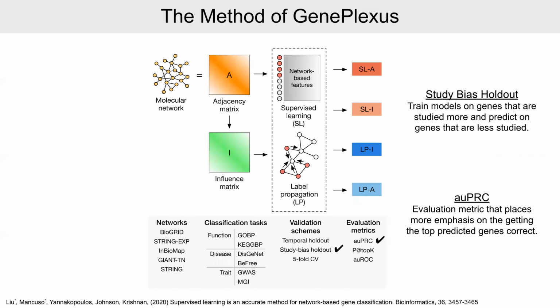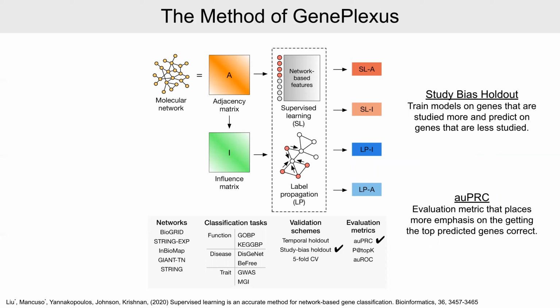And so our method was published. It was work done with me, Chris Mancuso, and a graduate student, Remy Liu, where we really benchmarked this. We looked at different feature representations. What we did is we compared it to label propagation, which has been the state-of-the-art way of doing network-based gene classification.